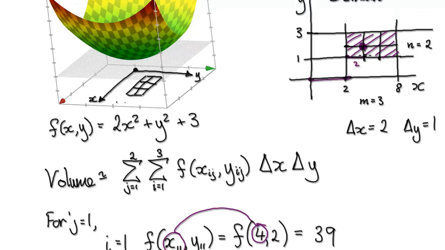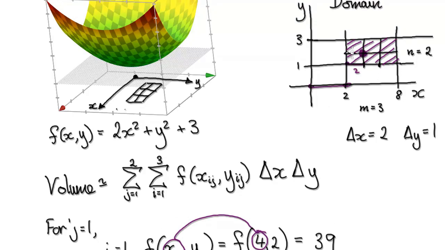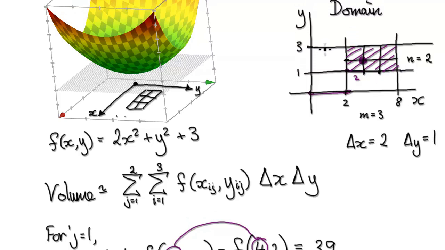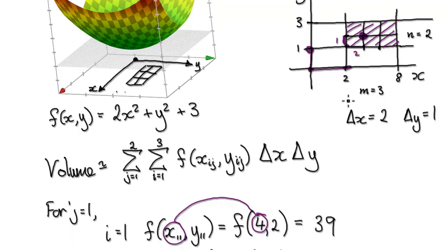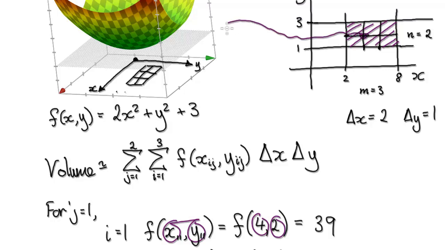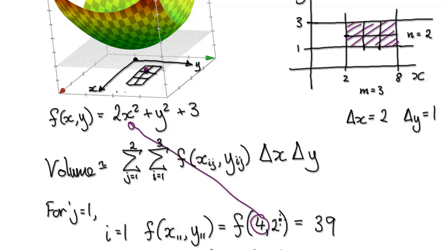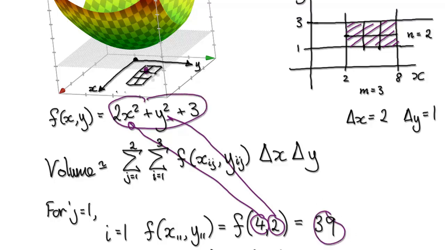So this is our first point here, but we need to know the y location, because our domain is in the xy plane. Well, the y location would be, from here to here is 1, and then delta y is 1, so the y location would be 2. So this thing here is really just a location. Then we would put that location into the function. This is your x. This is your y. Then the whole thing here will be 39. So what that means is, when you put it into the function, it will jump to the surface. So you can imagine this as having a height of 39.